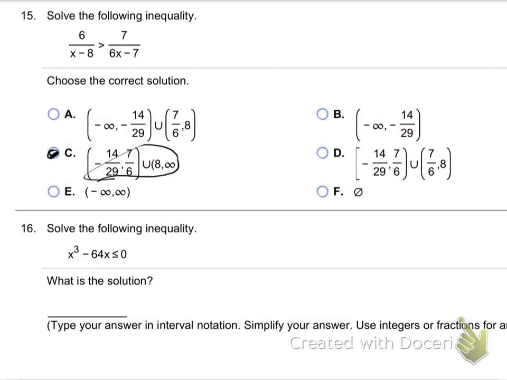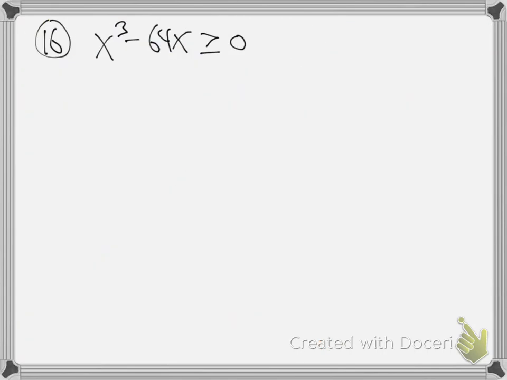Was it greater? No, less than or equal to 0. All right, so how do we solve it? Well, it's kind of like the last one because it's greater than, less than again, but it's easier. It's not a fraction.